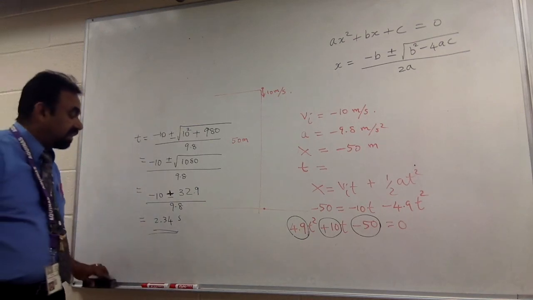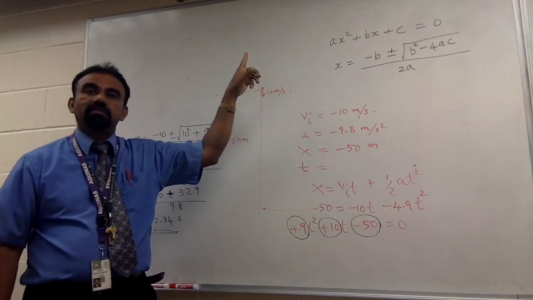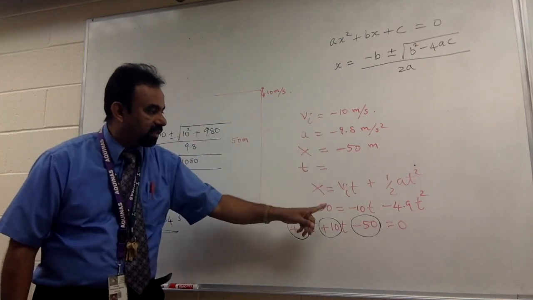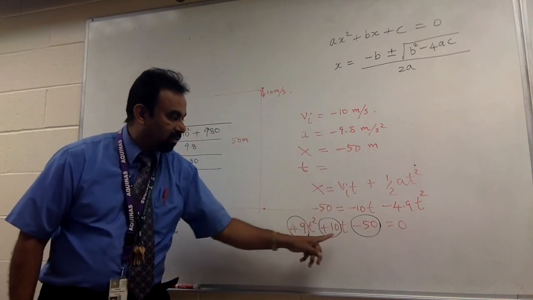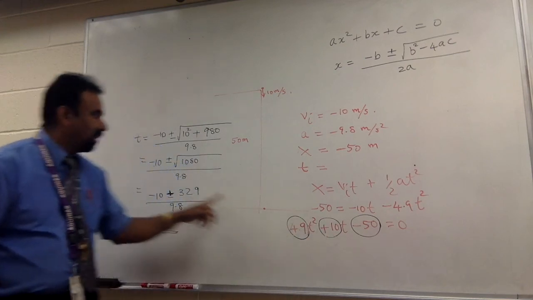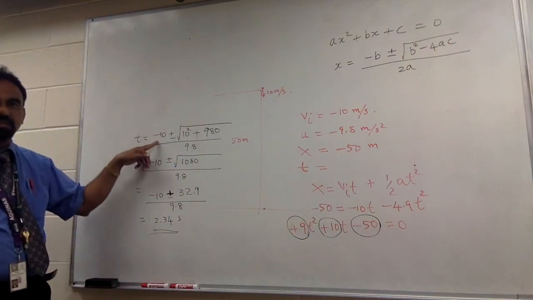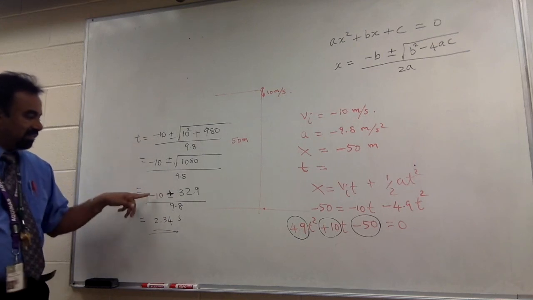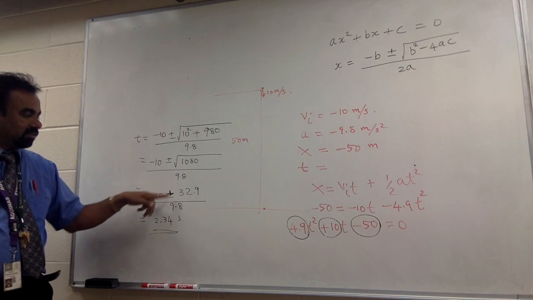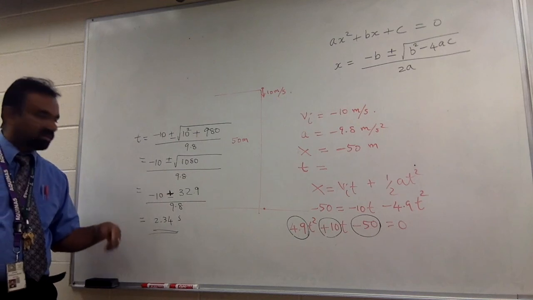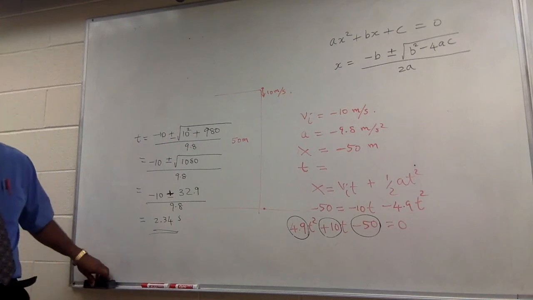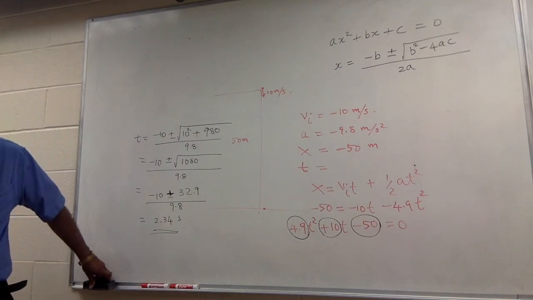Now, what would be the difference if I throw this upward? The velocity will be positive, and if that is positive, then this is going to be a positive number, and that will be a negative number. So you'll have plus here instead of minus. That's the only difference. Because it is plus, you use the positive sign again, and you will get the time. So when you throw something up, that's what you do.